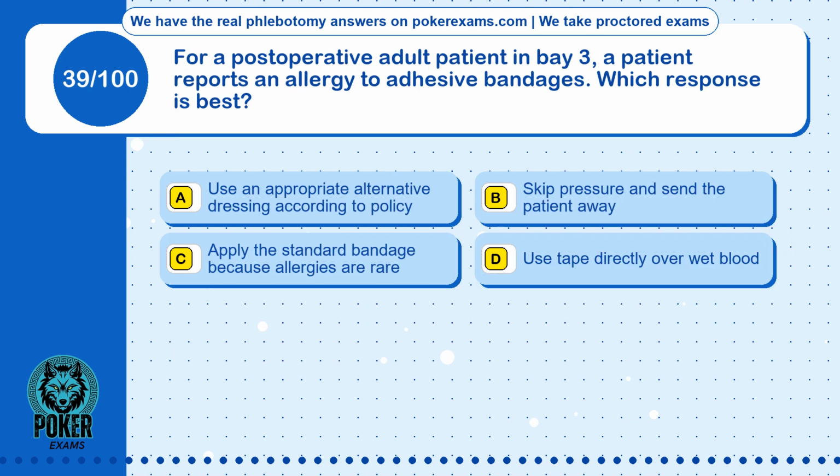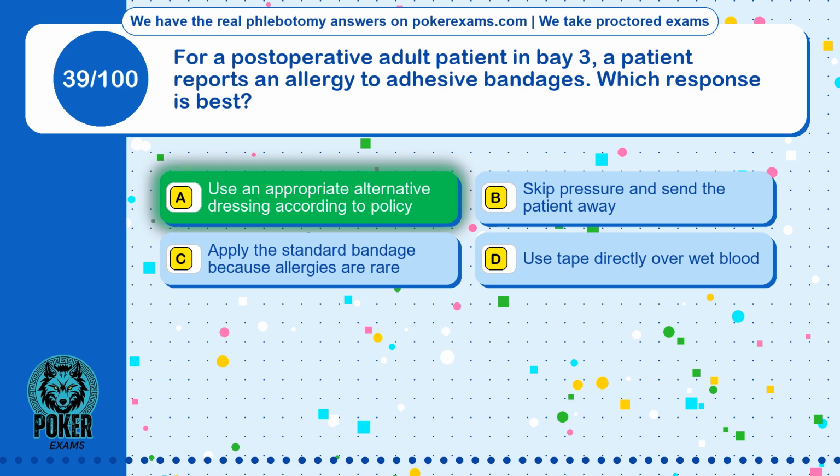Question 39. For a postoperative adult patient in Bay 3, a patient reports an allergy to adhesive bandages. Which response is best? Option A. Use an appropriate alternative dressing according to policy. Option B. Skip pressure and send the patient away. Option C. Apply the standard bandage because allergies are rare. Option D. Use tape directly over wet blood.